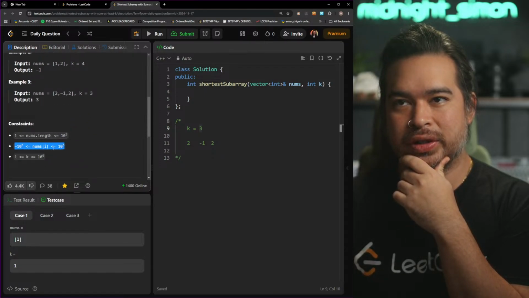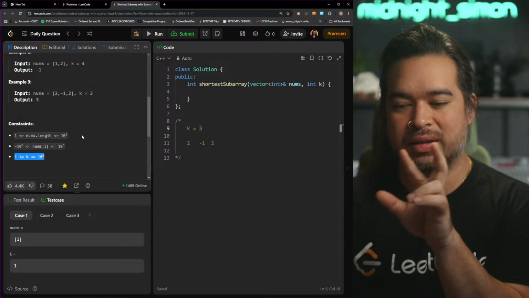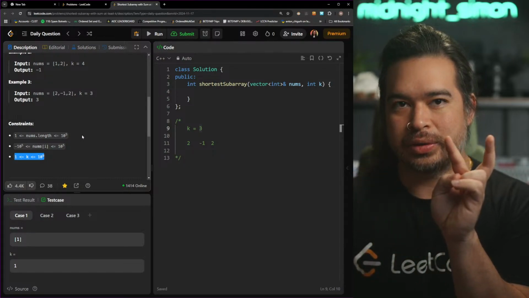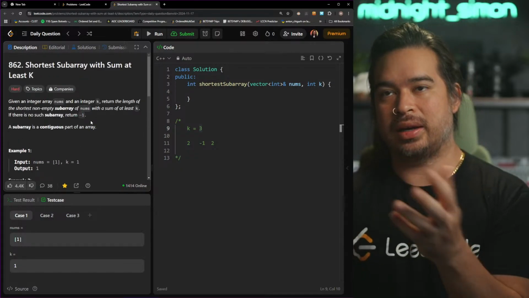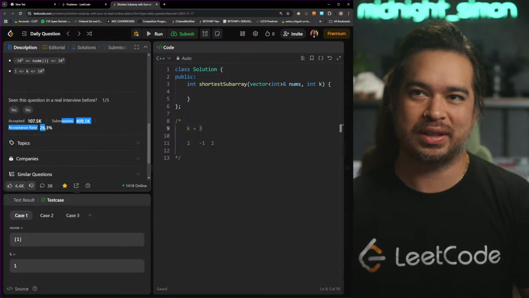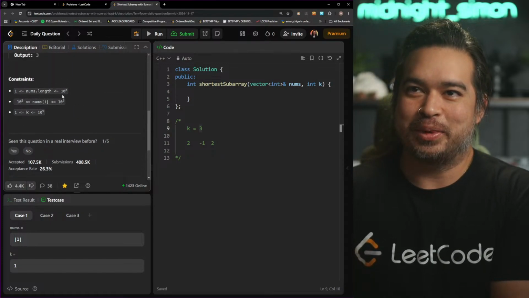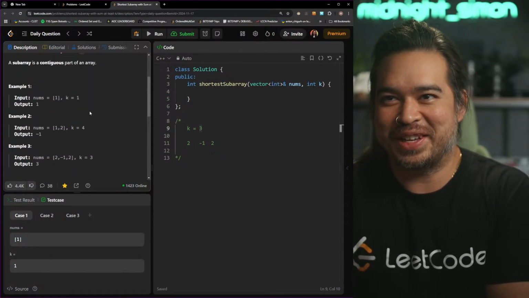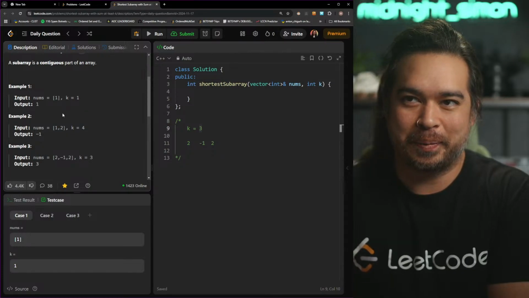Nums -100k to +100k. Oh, k is really large. Well, that's fine. It's just a sum. And then we'll just binary search on the window size. And then we do a sliding window for each guess. Seems like it should work, but what makes me suspicious is the 26% acceptance rate. And the fact that Pixel Pusher had to look at the topics makes me feel like it's a little bit more involved, or there's something that I'm not thinking about.